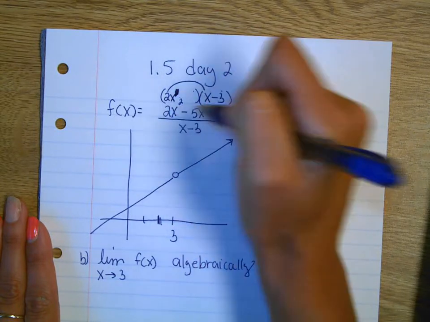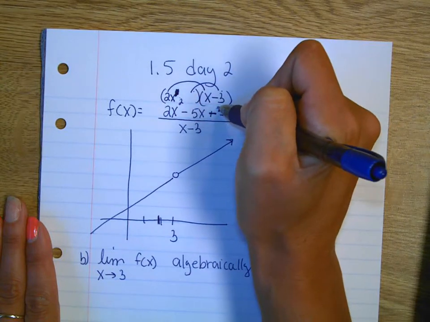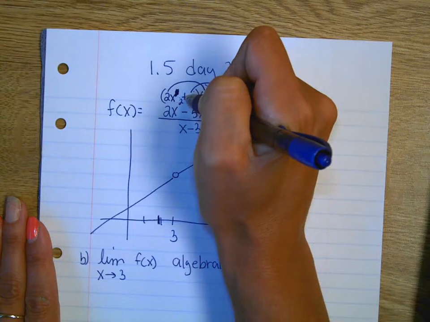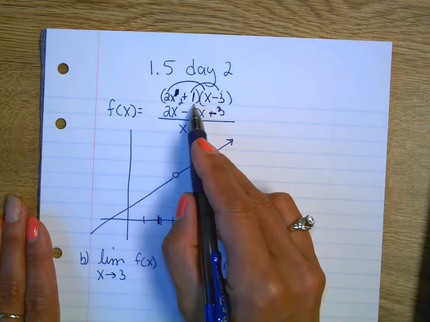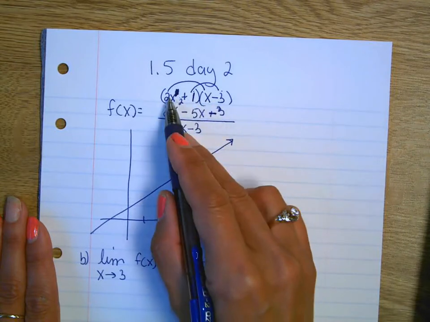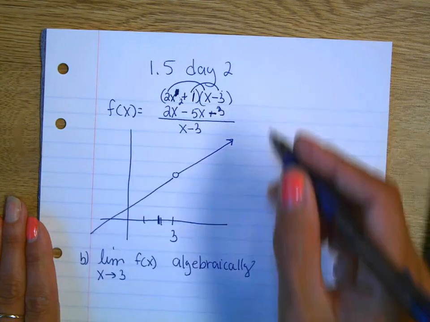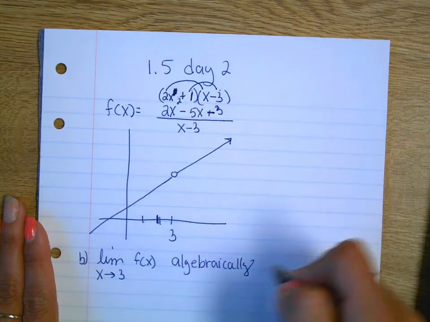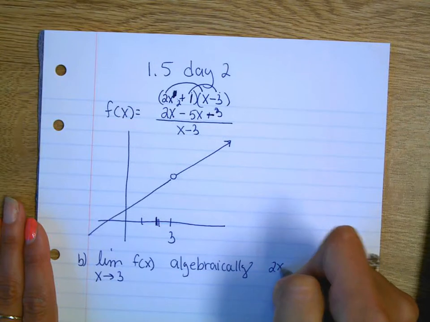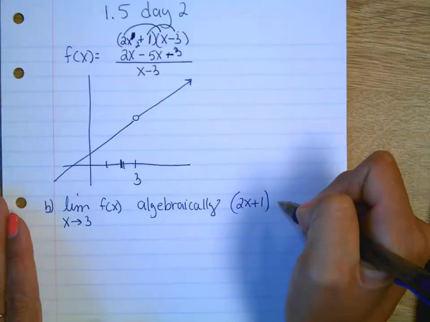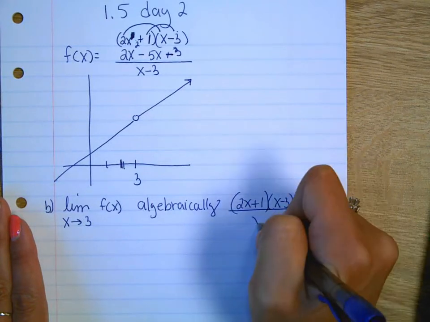2x times x gives me the 2x squared. The last times the last has to give me a negative 3. If that's negative 3, this has to be a positive 1. And to get the negative 5x in the middle, 1 times x is a positive 1x. 2x times the negative 3 is a negative 6x. When you add, you're going to get the negative 5x. So algebraically, I would show the factoring like I did up there: 2x plus 1 over x, times x minus 3 over x minus 3.